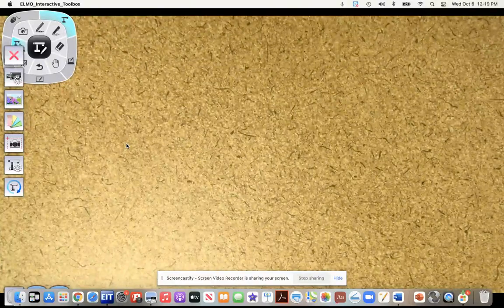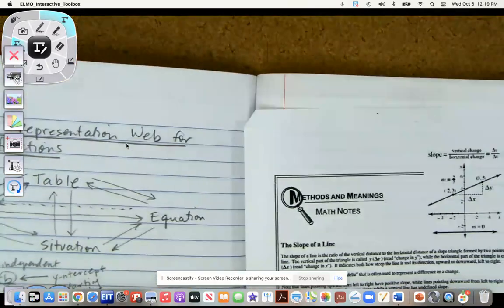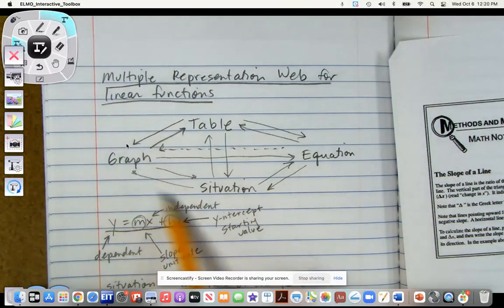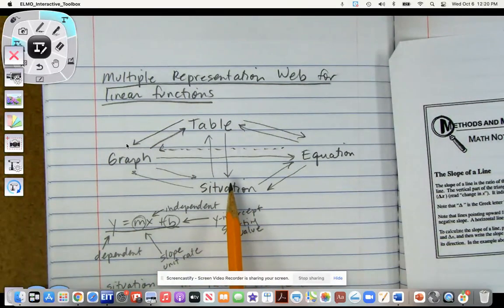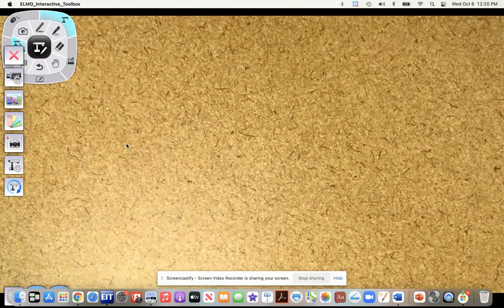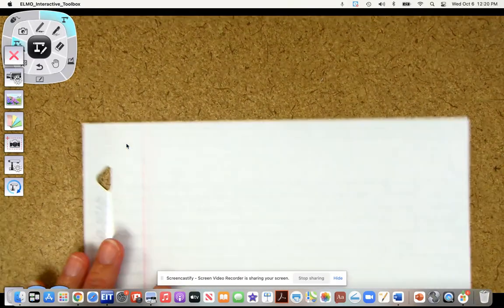All right, so the next thing in the agenda says to look over that web again. If you think about that web that you made previously, on the quiz on Monday, you should be familiar with the links between all of these different modalities. So if you have a graph, you should be able to come up with a table, an equation, or a situation, and vice versa.